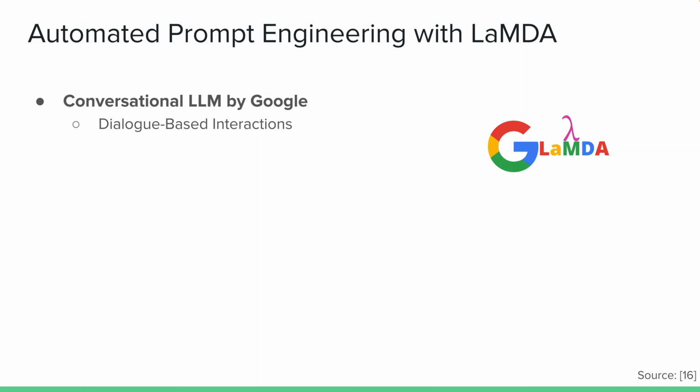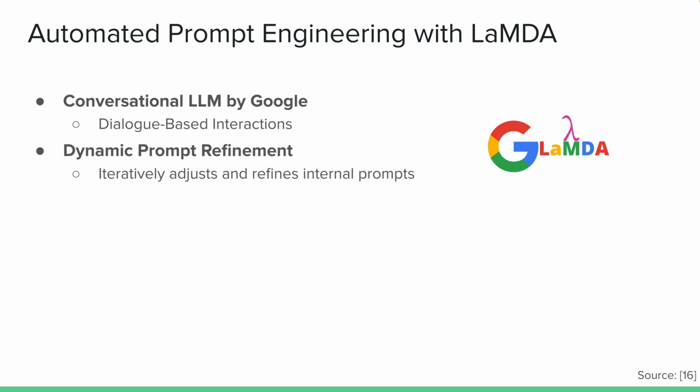By the way, there have actually been efforts in automated prompt engineering. Let's take a look at how it is being implemented in models like Google's LaMDA, which stands for Language Model for Dialogue Applications. So LaMDA is a conversational AI designed for dialogue-based interactions. It can dynamically refine its prompts in real time, a process known as dynamic prompt refinement. This iterative adjustment allows the model to improve the relevance and accuracy of its responses as the conversation progresses.